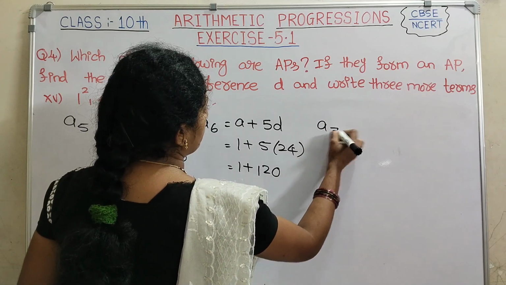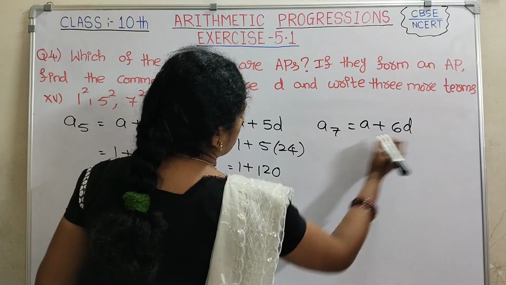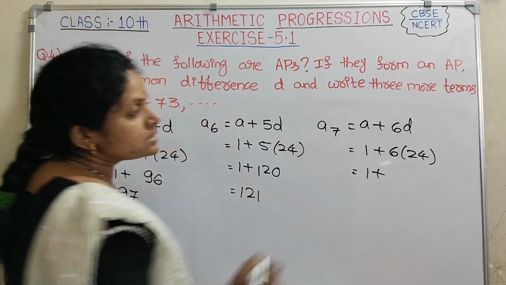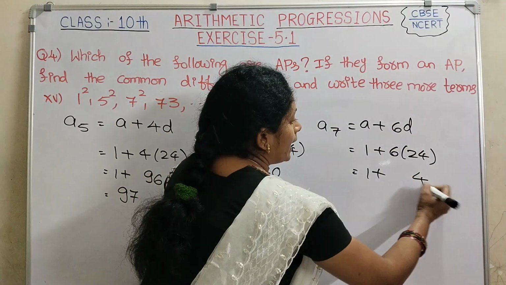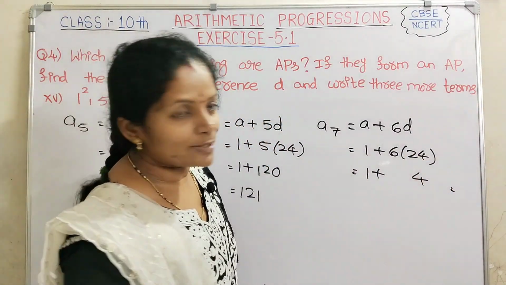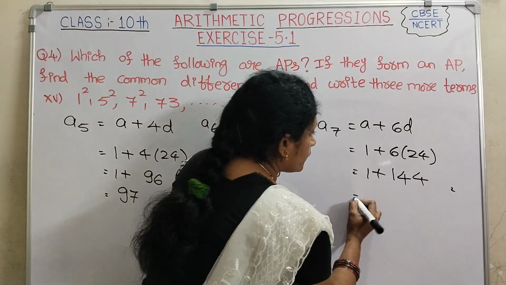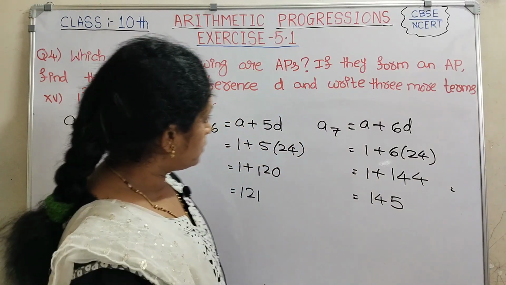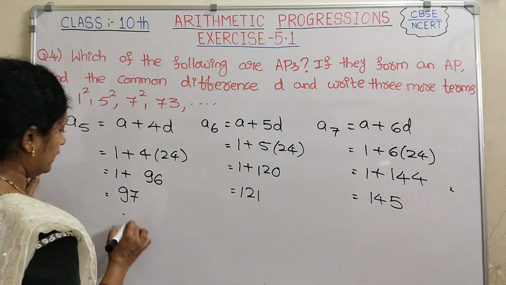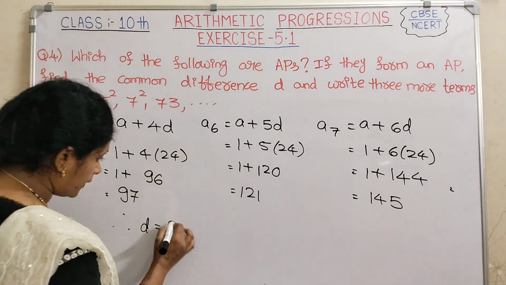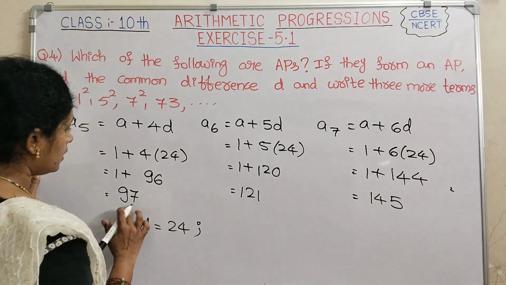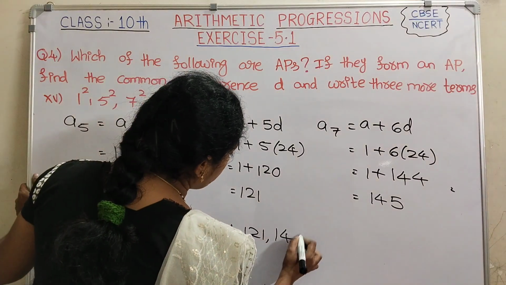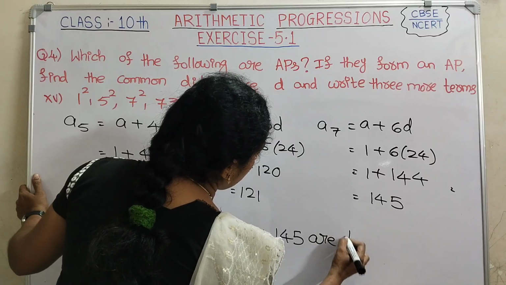Next, A7. A plus 6 into D. A is 1 plus 6 into 24. 6 4 is 24. Carry 2. 6 2 is 12. 12 plus 2 is 14. 144 plus 1 is 145. So, therefore, the next terms are 97, 121 and 145, the 3 more terms.